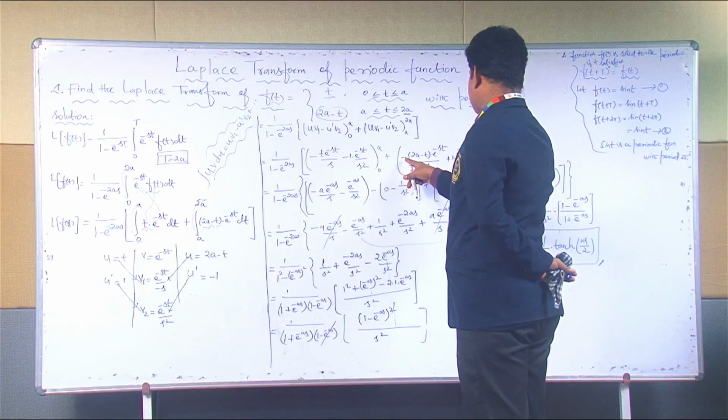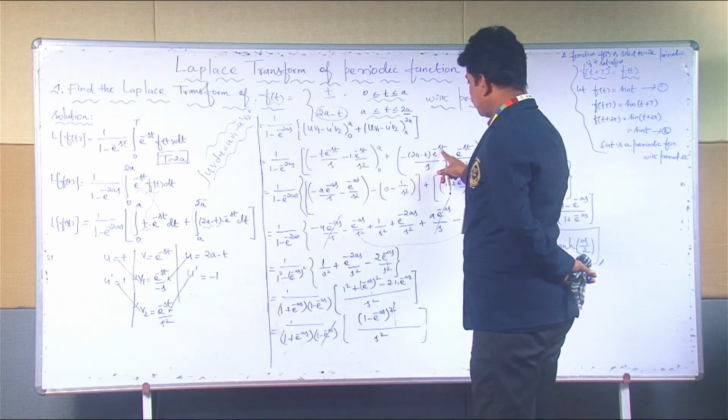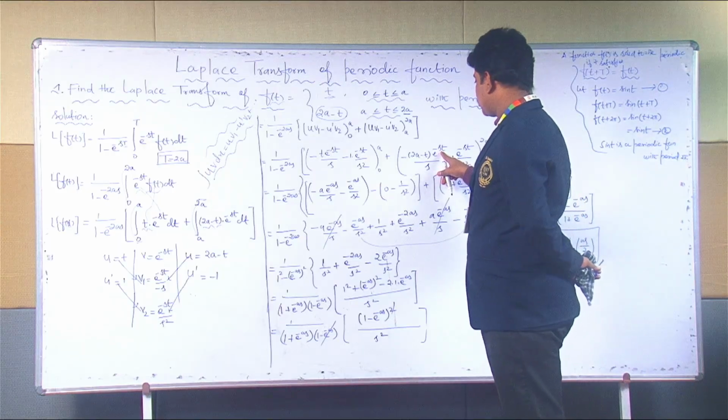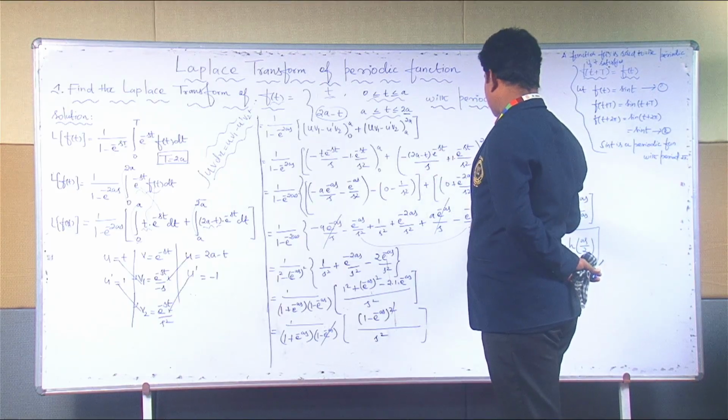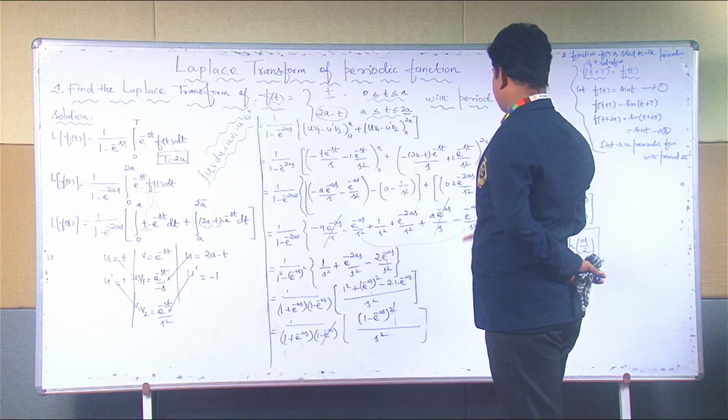So, minus of 2a minus a. What is the answer? 2a minus a. This minus you have to keep as it is. Then instead of t by a, this becomes e power minus as divided by s. And as well as the second term, plus e power minus as divided by s square.